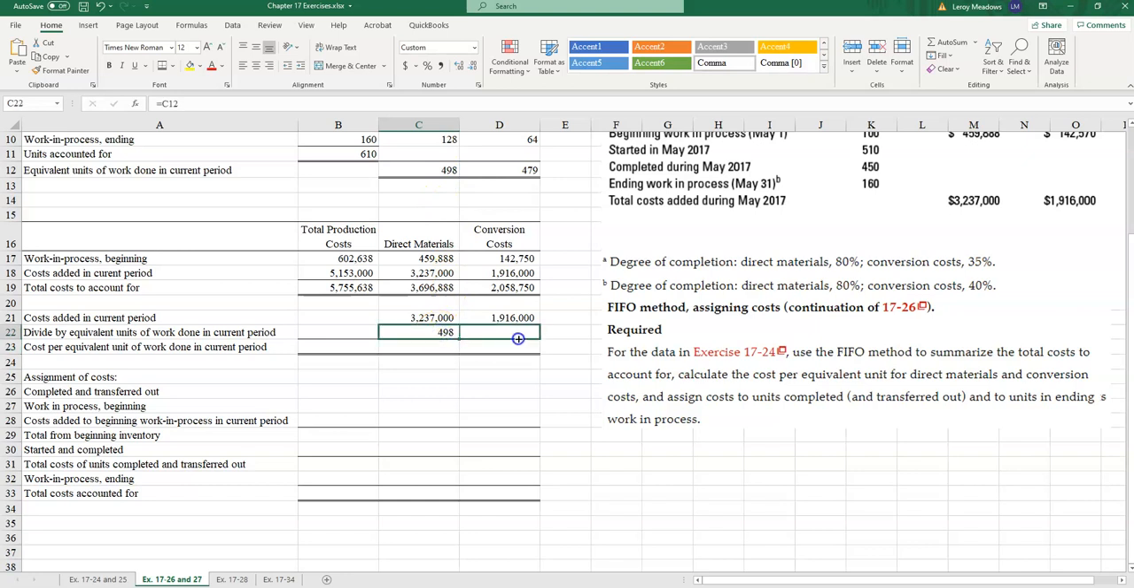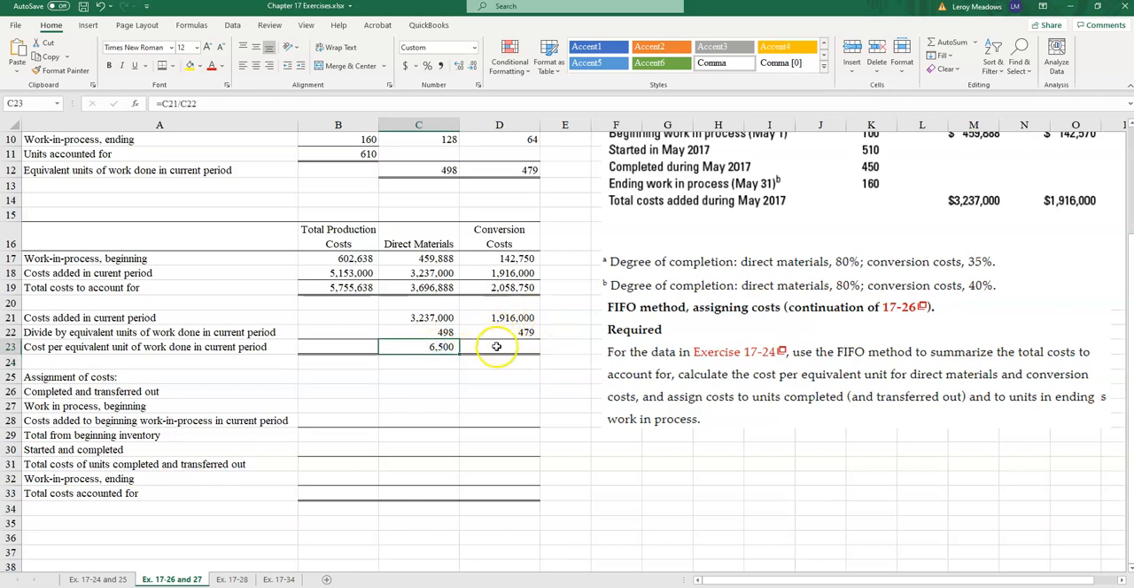So for direct materials, let's take a look here. Costs in the current period, $3,237,000, divided by the equivalent units of work done in the current period, 498. We determined that up here. And when I divide that out, I get a cost per equivalent unit of $6,500.